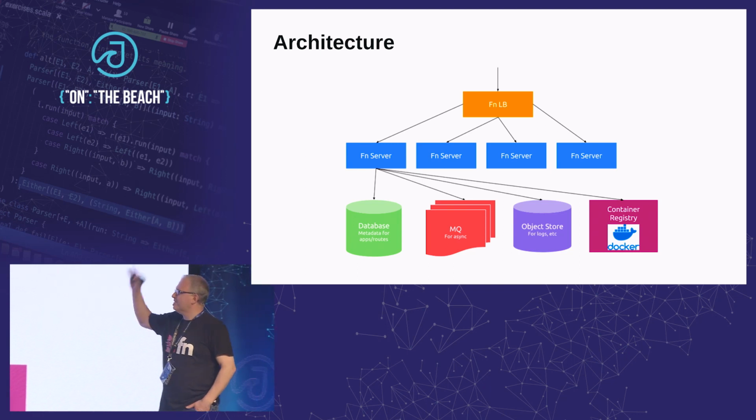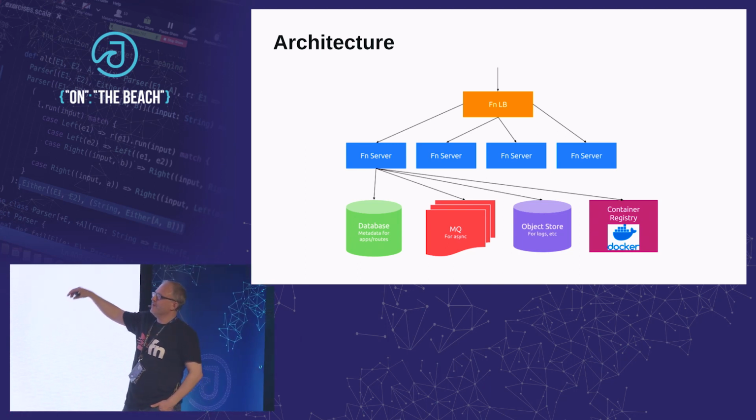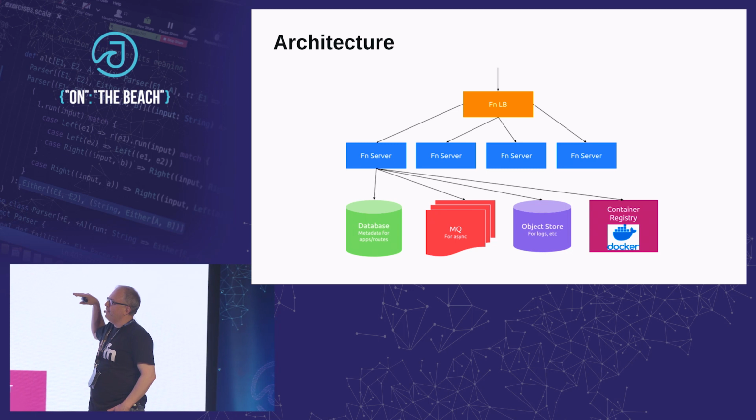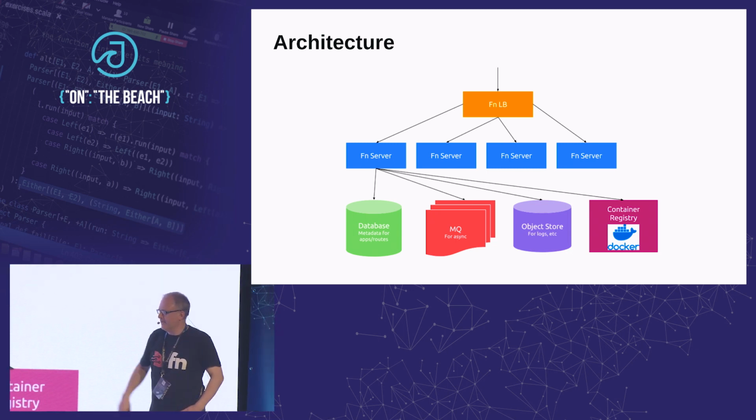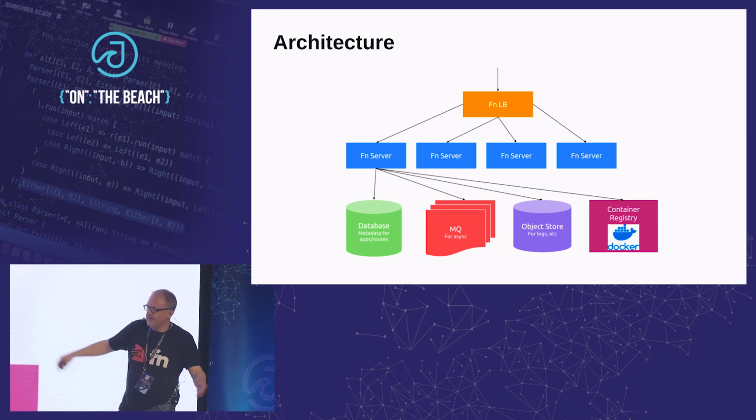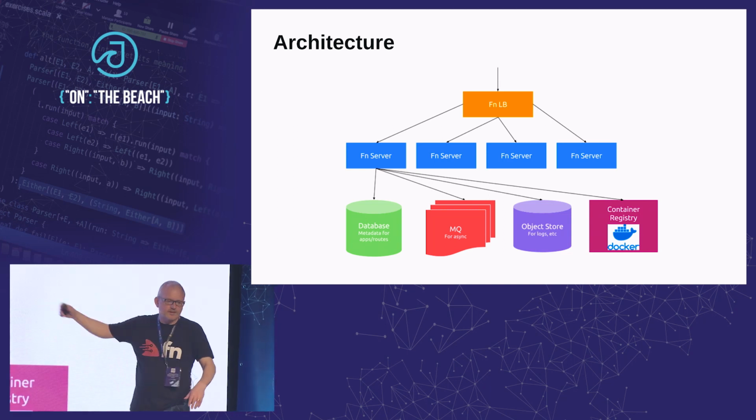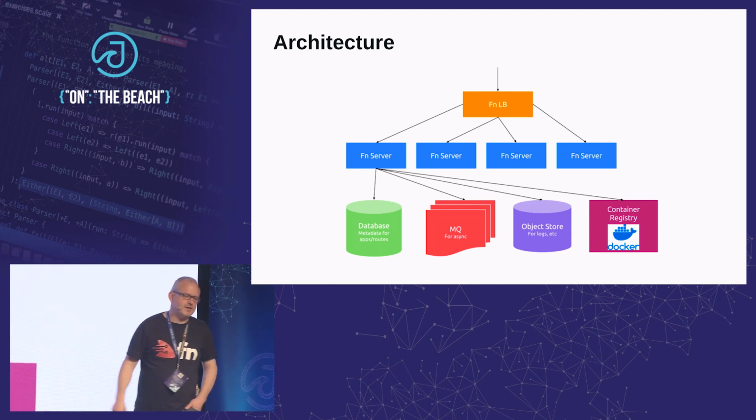In production, which you'd typically run on top of Kubernetes, you have a load balancer, then you'd have a group of FN server instances, you point into a container registry, and you'd also have an object store and database for metadata.